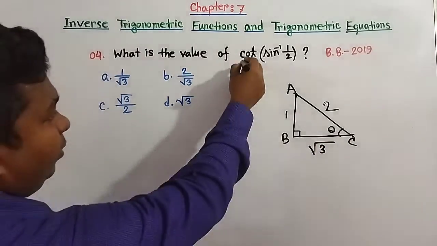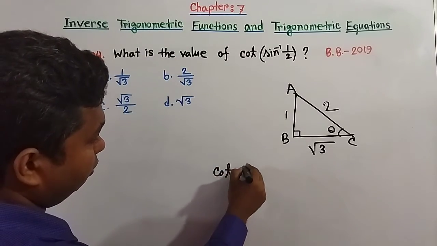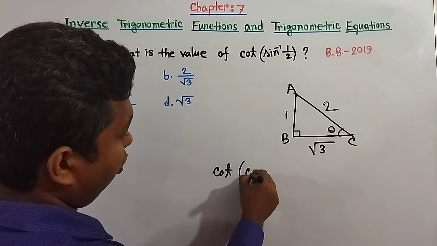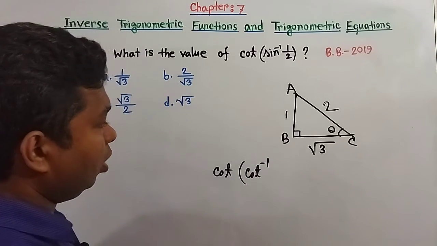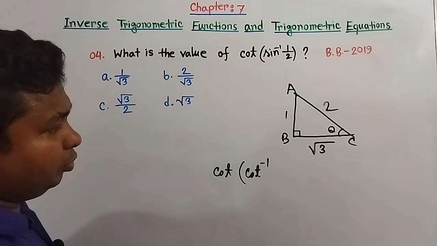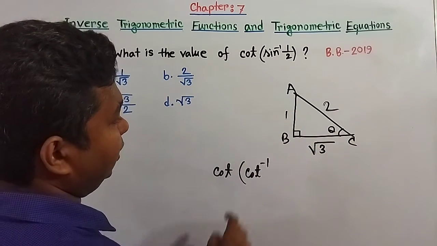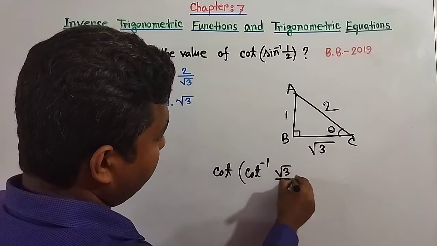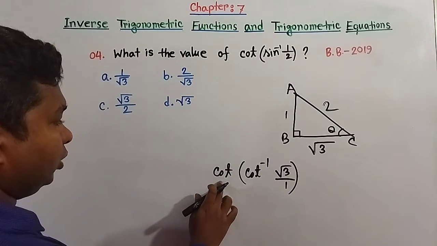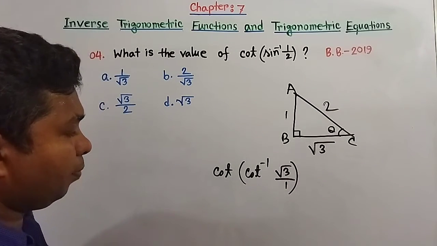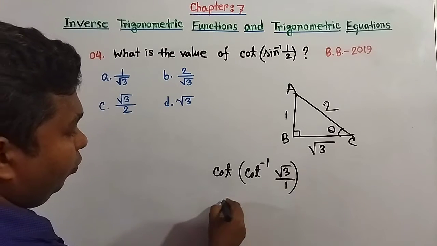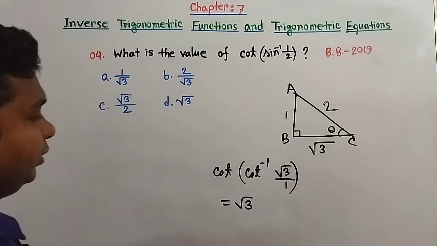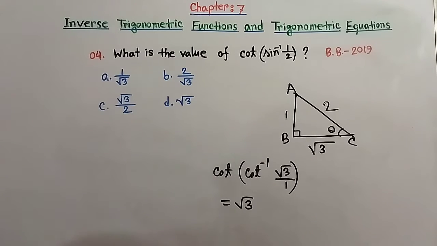Now, here cot sine inverse half, we can write this as cot theta. We know cot theta equal to base by perpendicular. So base is √3, so √3/1. Now cot and cot inverse are opposite functions, then we'll get here √3. So our solution is √3, that is option D.